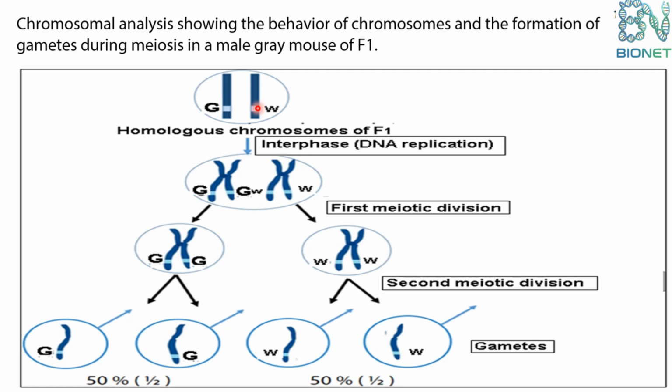of meiosis. Here we have a scheme showing the formation of gametes by the gray mouse of F1. The gray mouse of F1 is a heterozygous one having two different alleles, G and W. Here we have the diploid cell before meiosis. Each chromosome is made up of one chromatid. The chromosomes will duplicate during interphase. Each one will become made of two chromatids joined by a centromere.